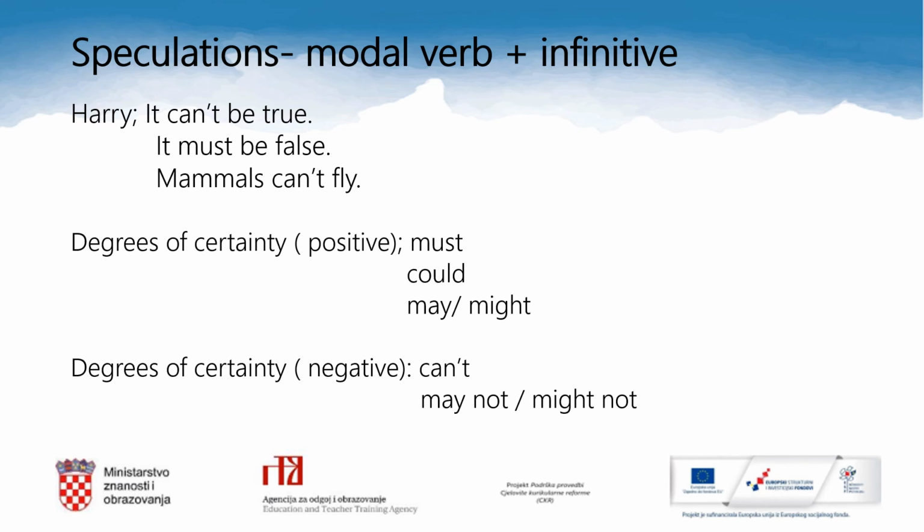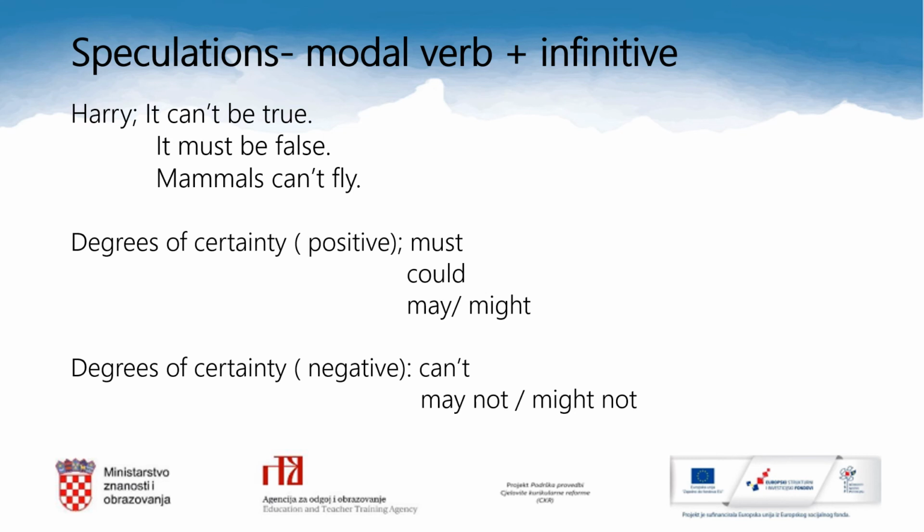How do we speculate? Well, we speculate by using a modal verb plus infinitive. The question now is, which modal verbs do we use? If we are very certain of something, we use the verb must, and if we are not so certain, we use could, may, or might. It must be true. We are very certain that it's true. It could be true. Not so certain. It may or might be true. We are down to 50% of certainty.